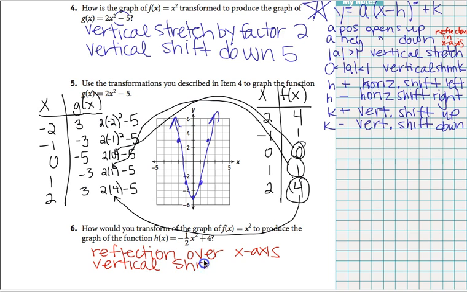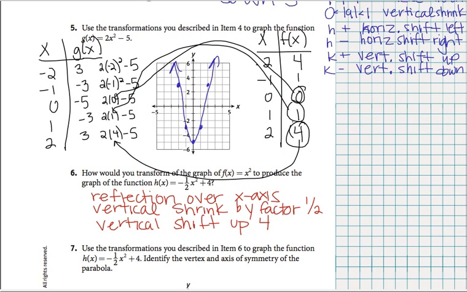So vertical shrink by a factor of 1/2. We don't include the negative in the factors. The negative only has to do with reflection. And then I've got a +4. Again, that +4 is not inside parentheses, which means it's a k value. So this is a vertical shift up 4. Remember that shift and translation mean the same thing, so if you prefer the term translation, that's fine.